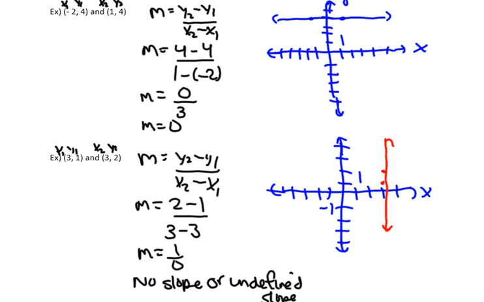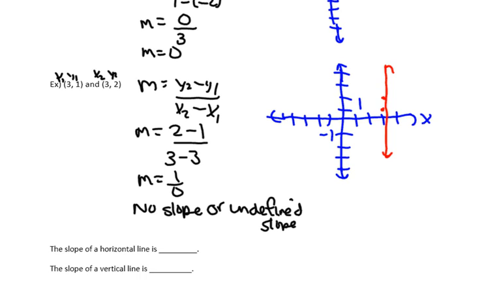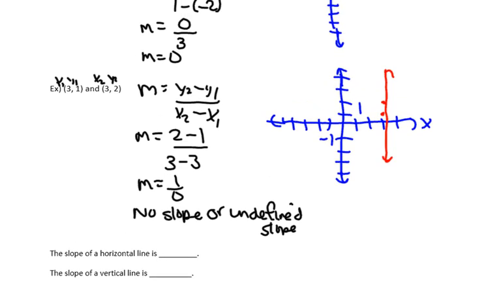Okay. So now I can fill this out on the bottom of this page. The slope of a horizontal line, well, thanks to the first example we did, is 0. The slope of a vertical line is undefined or no slope. So again, there is the difference between the slope of a horizontal line and the slope of a vertical line. One is 0, the other one is undefined or no slope.